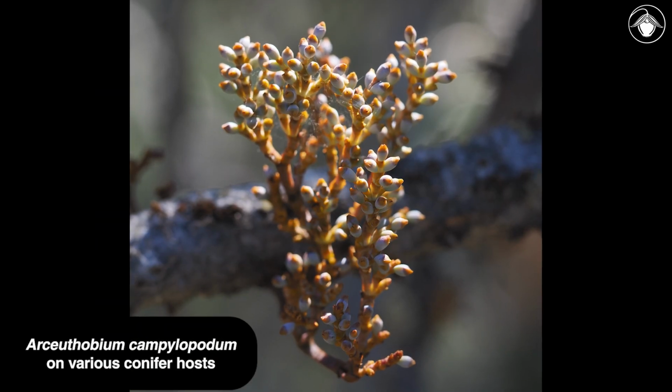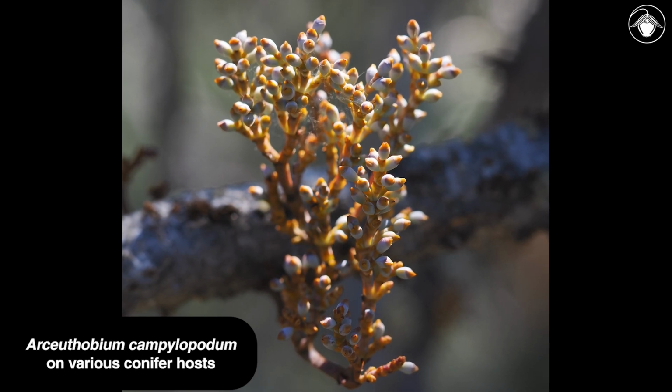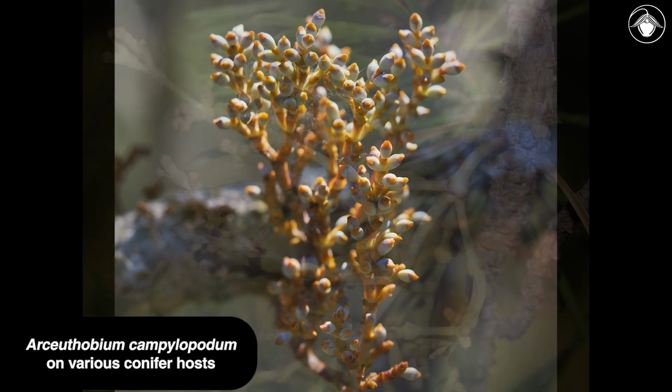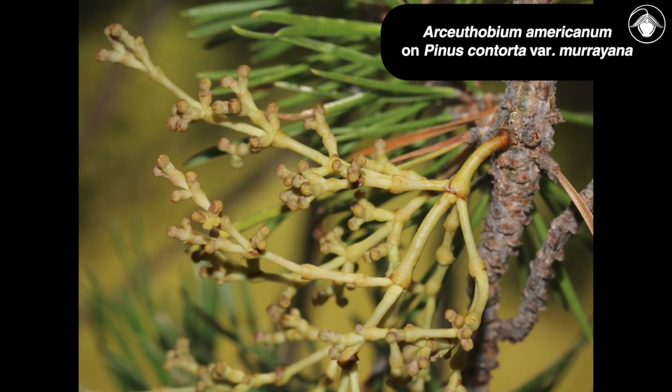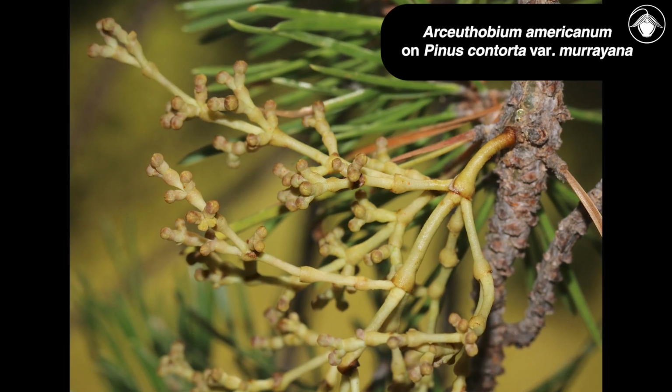Dwarf mistletoe fruits are explosive. When ripe, pressure builds within the fruit. When it reaches its breaking point, it bursts and expels the seeds at speeds up to 50 miles per hour. The sticky seeds adhere to nearby branches or other trees where they can then germinate.